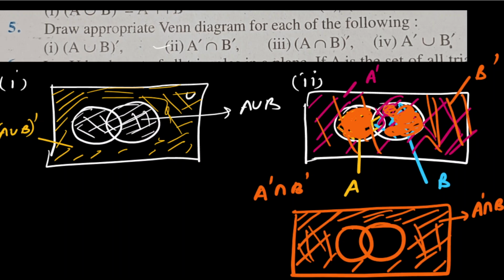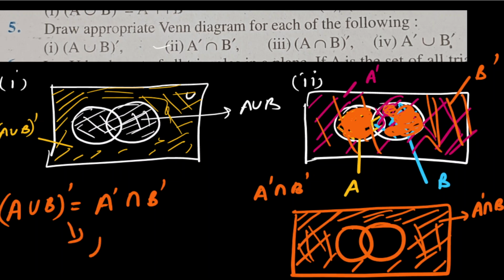But here in the first part, unions, and one thing I will just explain to you. If you can relate these two, I'm sure you are able to understand. A union B's complement is equal to A complement intersection B complement. You can see here the same shaded part we are getting here also. So this is also De Morgan's law, it's verifying here.